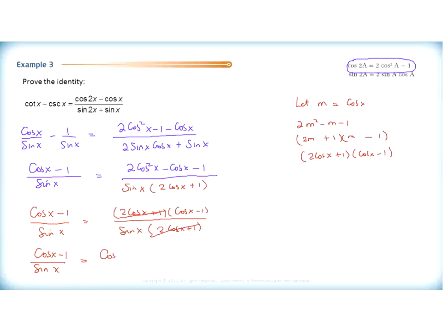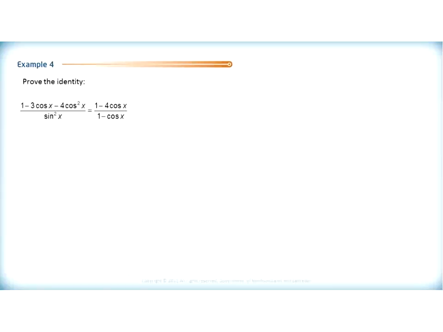equals exactly the same thing now on the right side. So I've proven this identity, and it required the use of factoring twice, actually, on the right side of the equation. Okay, let's have a look at one more example here.